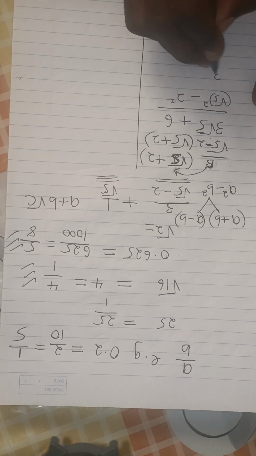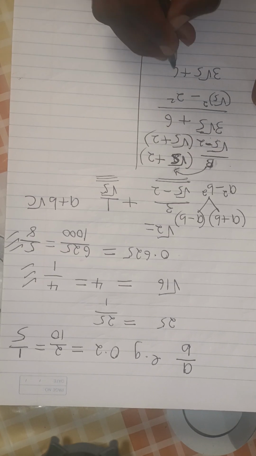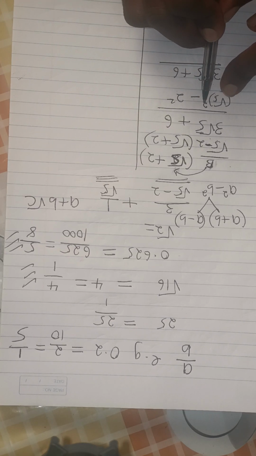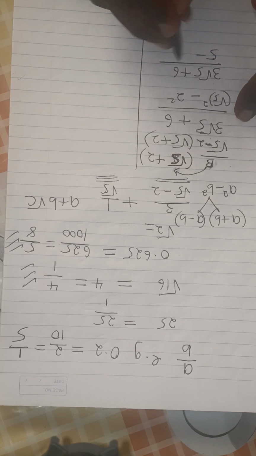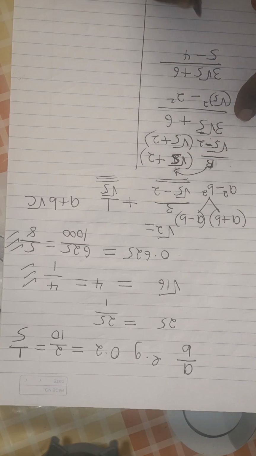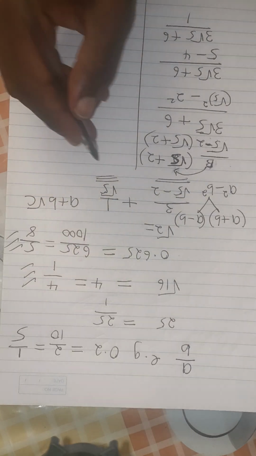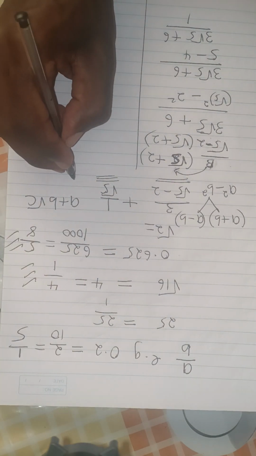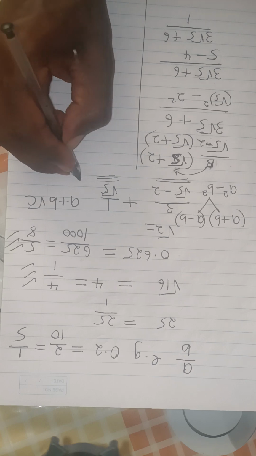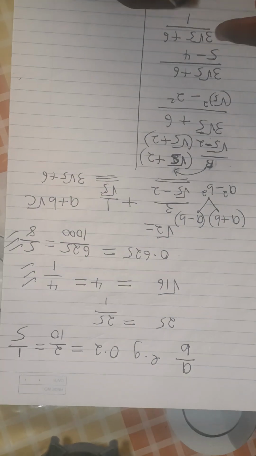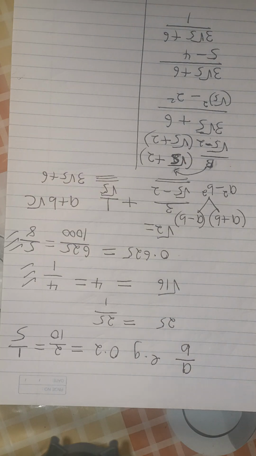So I'll have 3 root 5 plus 6 over 5 squared, 25. The square root of 25, that gives us 5 minus 2 squared, 4. So our final answer for that part becomes 3 root 5 plus 6 over 1. So finally, we are going to have this as our answer for that part. So we are going to have 3 root 5 plus 6 because anything divided by 1 remains the same thing.